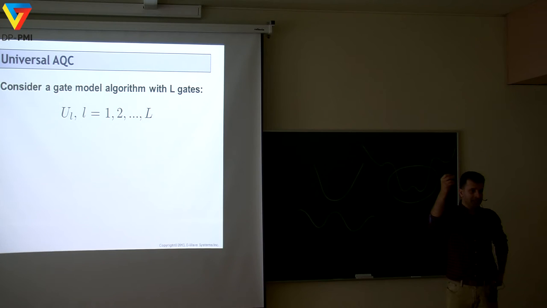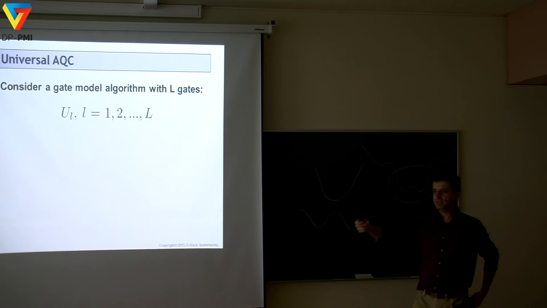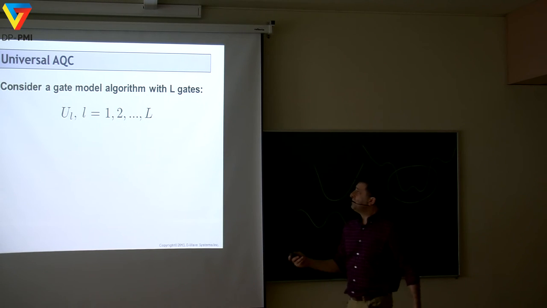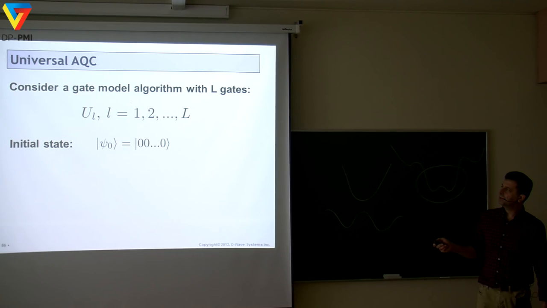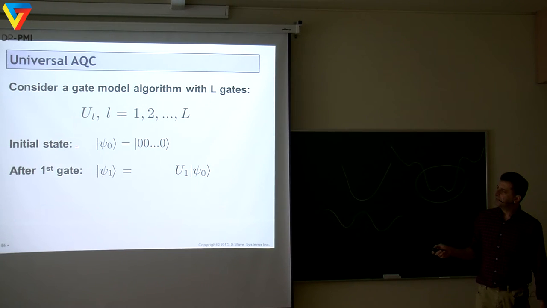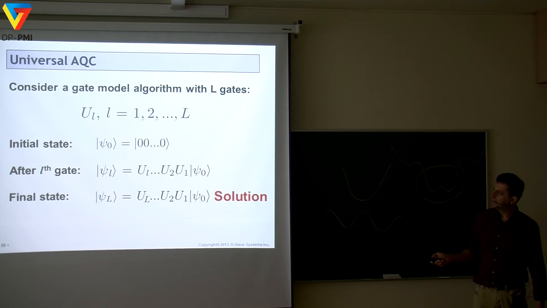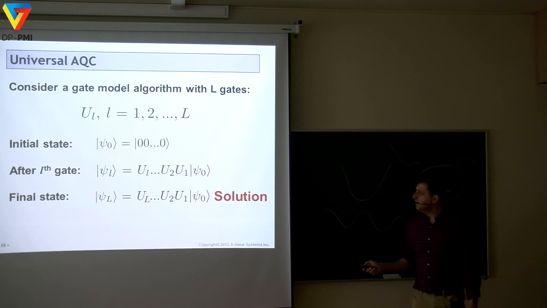What I want to show you is the equivalence between gate model and adiabatic quantum computation. Basically, how you can map a gate model quantum computation to adiabatic quantum computation. Imagine you have a gate model algorithm with gates U_L, where L goes from 1 to capital L. You have an initial state, and after each gate you get a new state. After the first gate you get U1 U0, after the second gate U2 U1 U0, after the Lth gate U_L ... U2 U1 U0. After the final gate you get U_L, and this is your solution. That's how the gate model works. These states are called history states, the history of your computation.